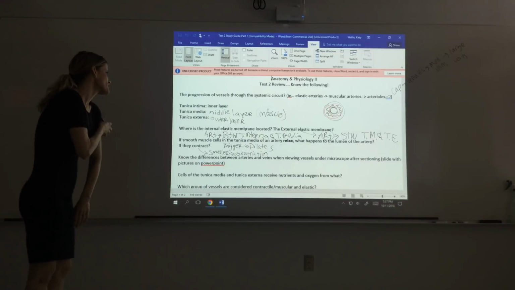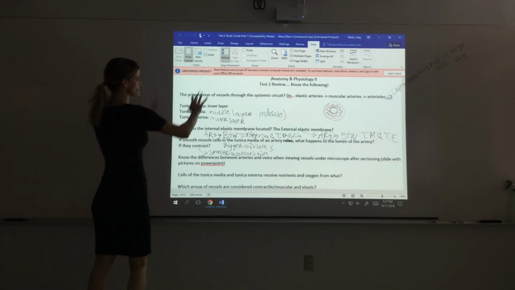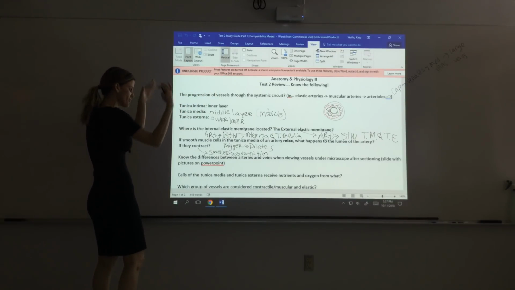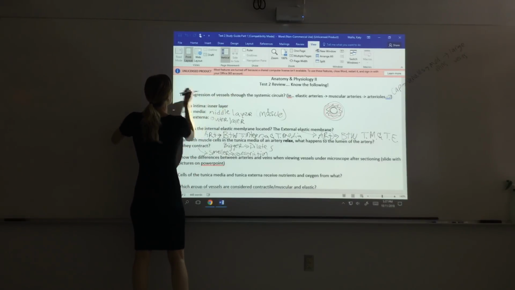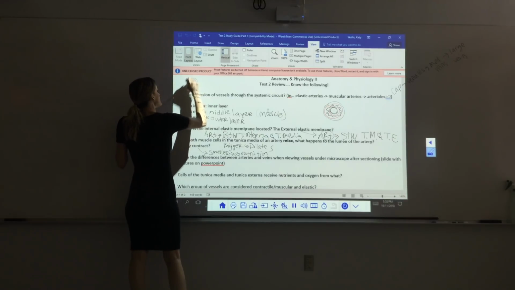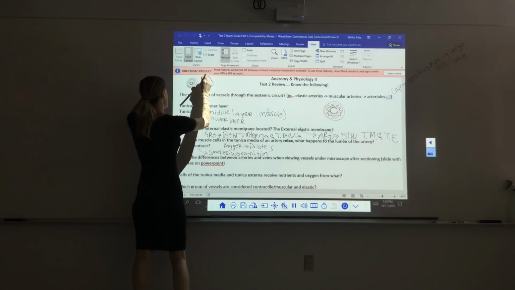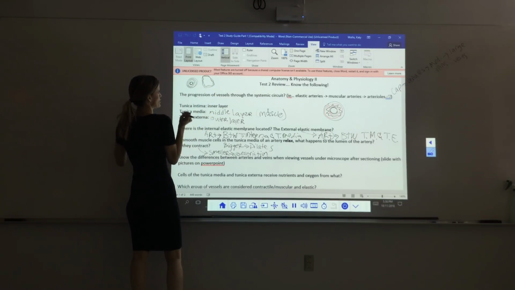Know the difference between arteries and veins when viewing vessels under the microscope after sectioning. So we have the couple of slides that have the pictures, and we just talked a lot about those pictures. If we section the artery, remember that was this really tight picture. The lumen got really small, and then we saw this really thick wall around a really tight lumen. And remember when we looked at a vein, the lumen was big and it lost its shape a little bit like this. So that was what the vein looked like.